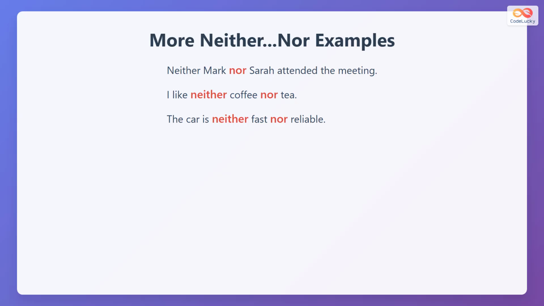More examples help you understand usage. Neither Mark nor Sarah attended the meeting. I like neither coffee nor tea. The car is neither fast nor reliable. Notice how both options are rejected in each sentence.